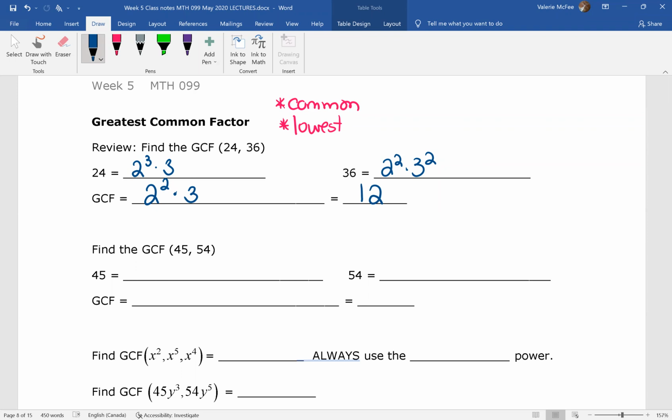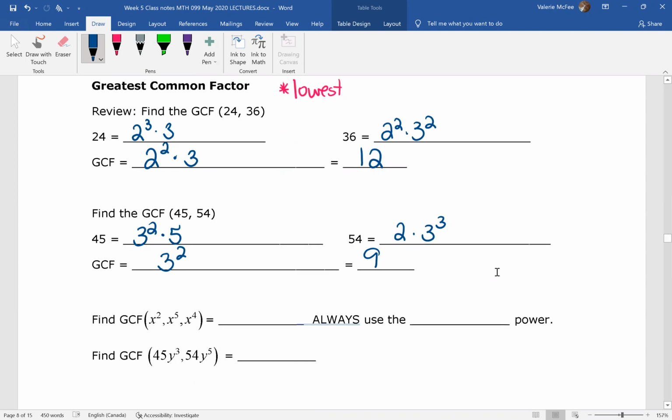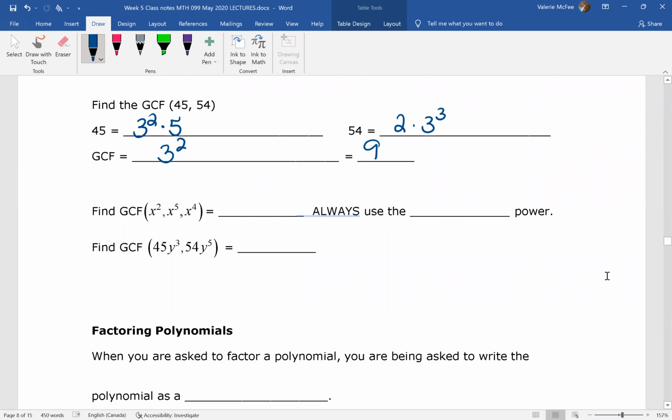Pause your video and find the greatest common factor of 45 and 54. We see that both 45 and 54 contain the prime factor of 3, at least 2 of them. The greatest common factor of 45 and 54 is 9. When we're looking at variables, we can see for x squared, x to the power of 5, and x to the power of 4, that x squared is our common factor. We're always using the lowest power. They all have at least 2 x's.